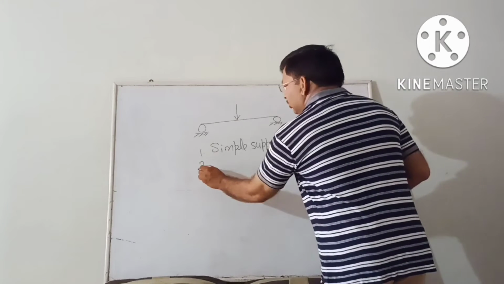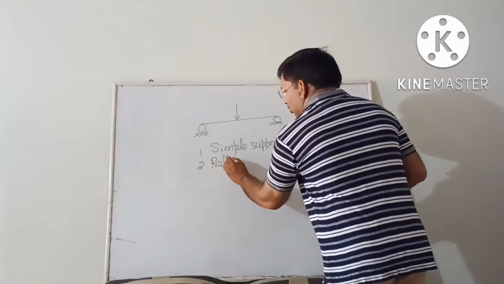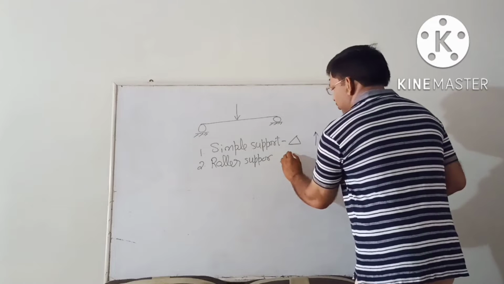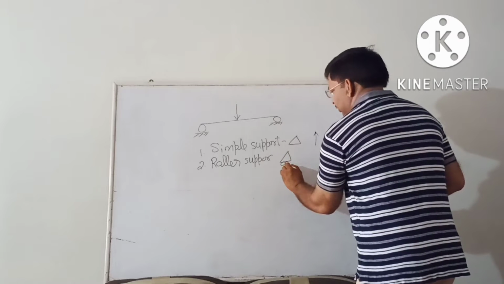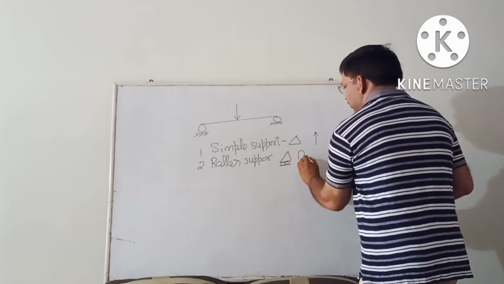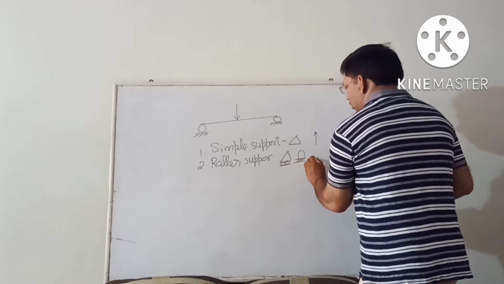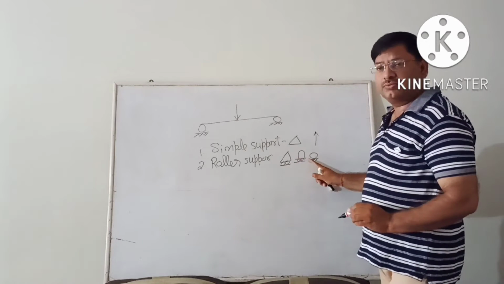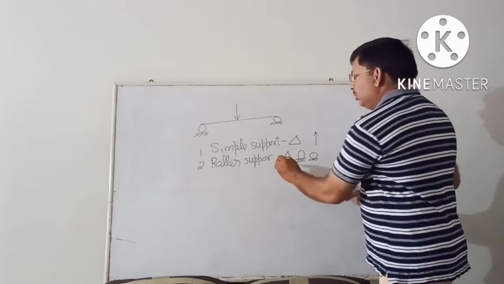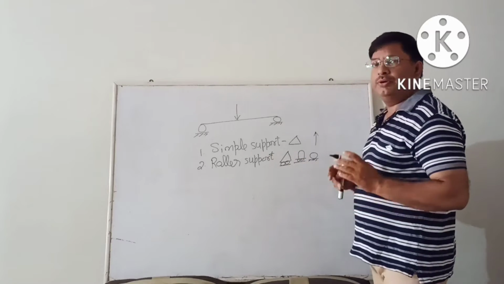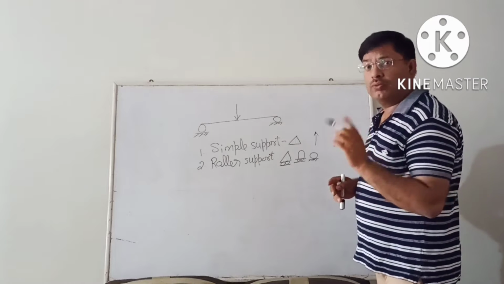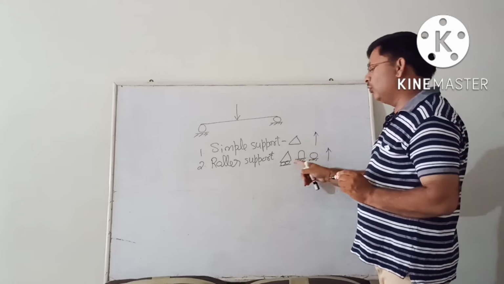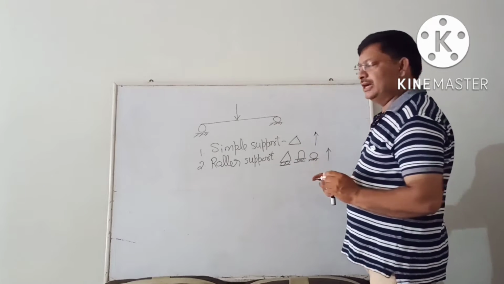Now second support is roller support. The representation of roller support is like this, or sometimes it is also represented in this way, or sometimes like this. So these are the representations of roller support. Now in roller support, when we draw the free body diagram, we take only one vertical reaction. So in simple support we take one vertical reaction, and in roller support also we take one vertical reaction.